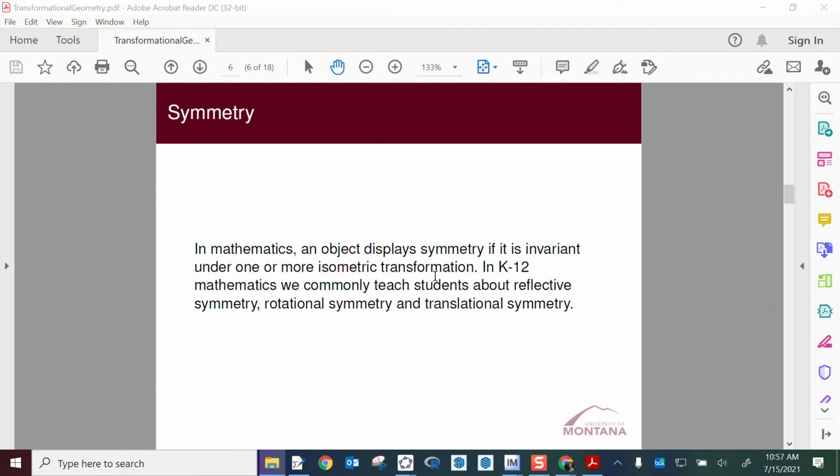Well, it turns out then that symmetry is related to this. In mathematics, we say that an object displays symmetry if it's invariant under one or more isometric transformations. So in K-12 mathematics, we commonly teach students about reflective symmetry, rotational symmetry, and translational symmetry. I'm not going to say a lot about symmetry today, but I will tell you that investigating for symmetry is the topic of our problem solving activity for the week. So I'll leave that mostly open to investigation in the problem solving activity.